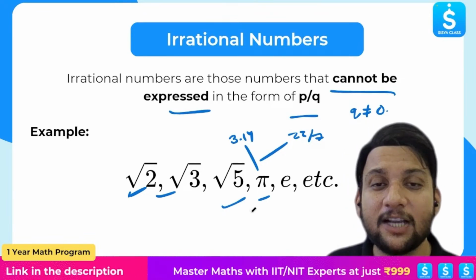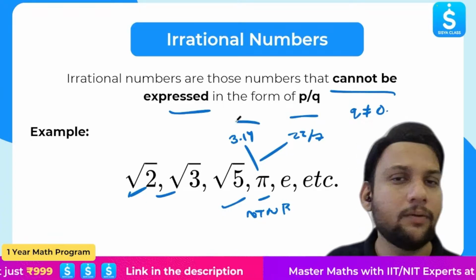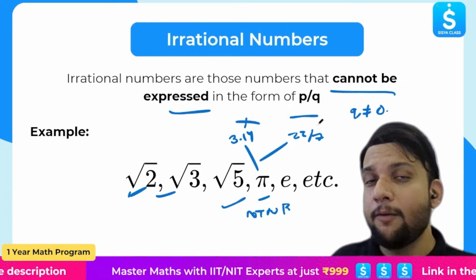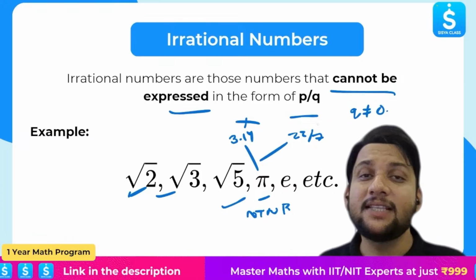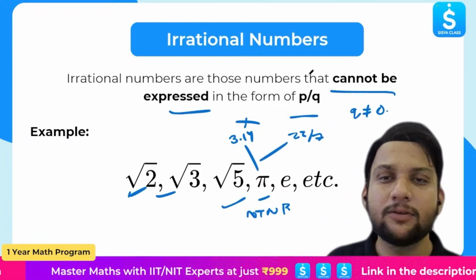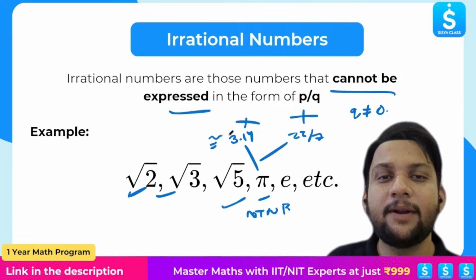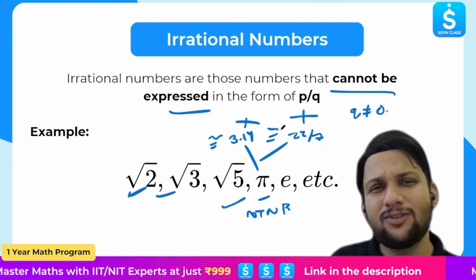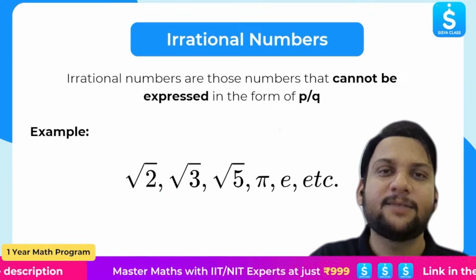That means its decimal expansion will be non-terminating and non-recurring. Can it have a terminated decimal expansion? No. Can it be represented in the form of p by q? It cannot, because that is what the definition of an irrational number is. So it's not 22 by 7. These two are actually approximate values of pi, which we use just to ease our calculations. Clear? All right, let's move forward.